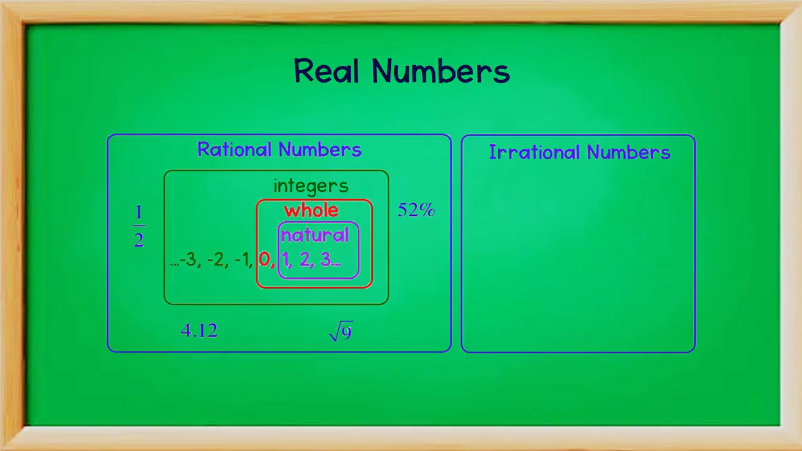On the other hand, irrational numbers are numbers that cannot be written as a fraction. The decimals of these numbers will go on forever without repeating. These are numbers such as 6.1342258 and so on, the square root of 15, and other roots of non-perfect squares and cubes, and pi.